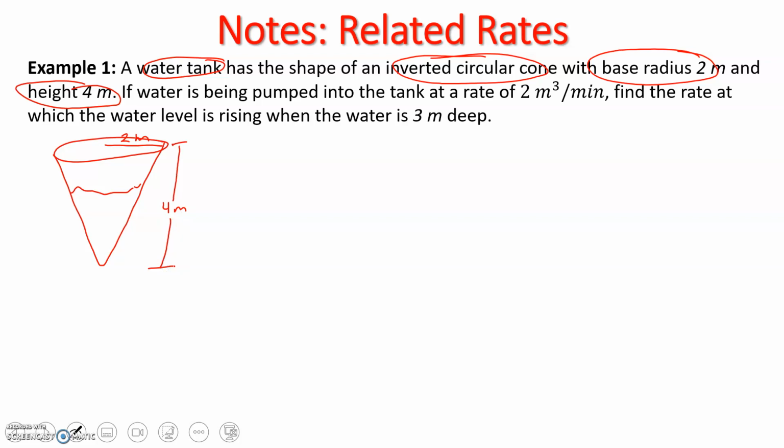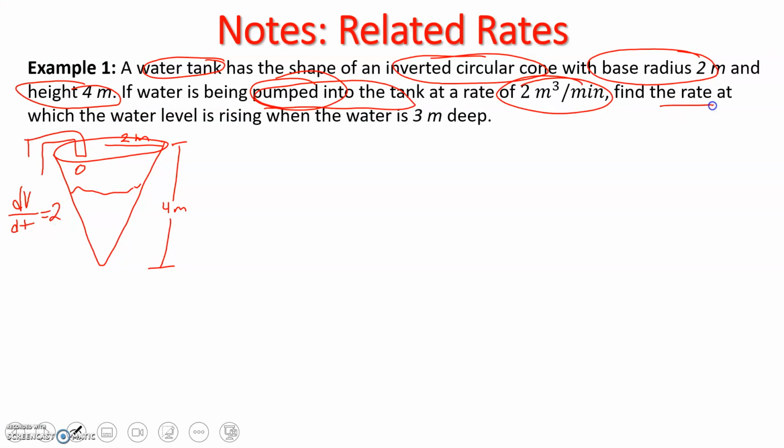We know that water is being pumped into the tank. So we see here water coming in to the tank. And it's been coming in at a rate of 2 cubic meters per minute. So water being pumped in changes the volume. So we know that dV/dt, or the change in volume, is equal to 2 cubic meters per minute.